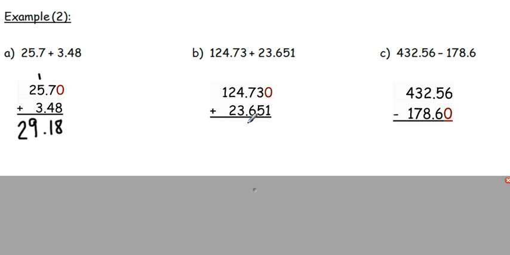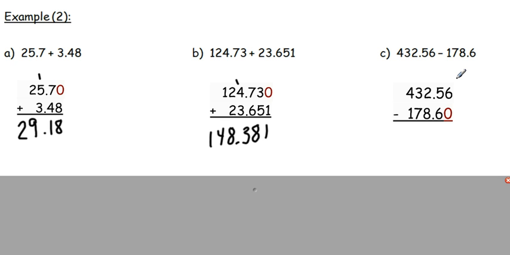Over here, I've lined up my decimal and used a 0 as a placeholder. 0 plus 1 is 1. 3 plus 5 is 8. 6 plus 7 is 13. Carry your 1. Drop your decimal. 4 plus 3 is 7. Plus 1 is 8. 2 plus 2 is 4. And 1 plus 0 is 1.